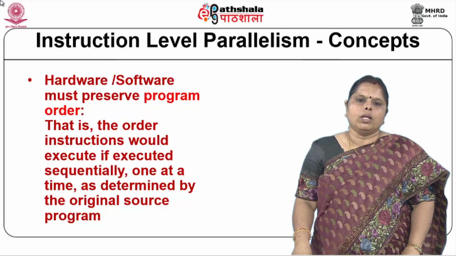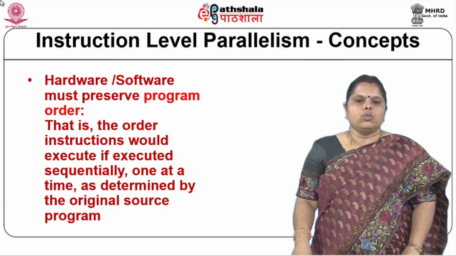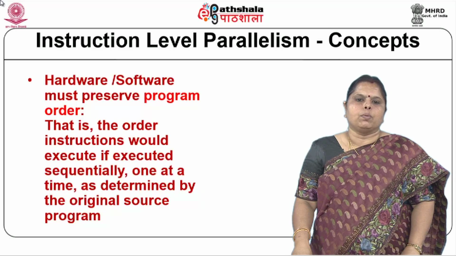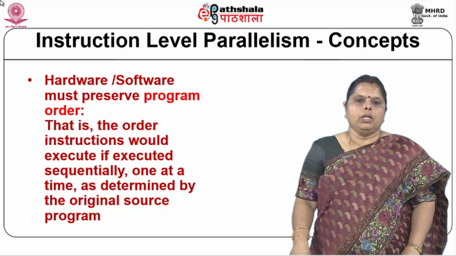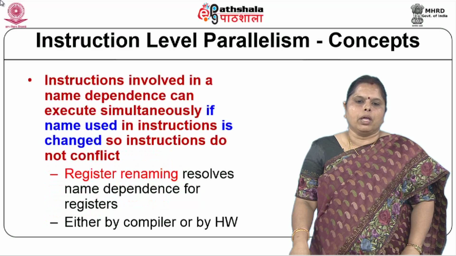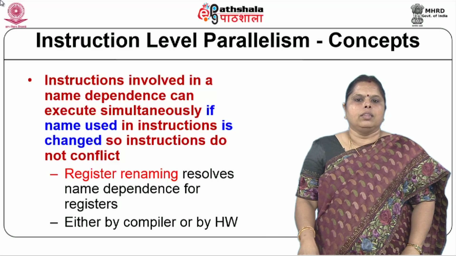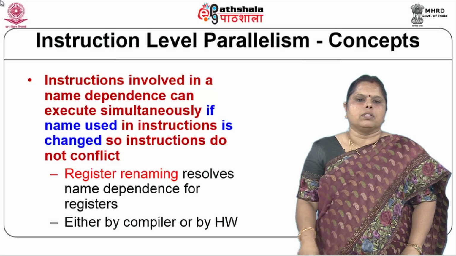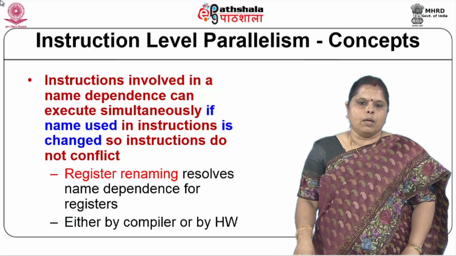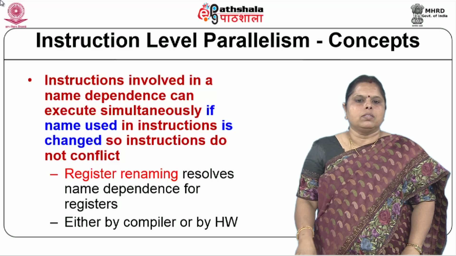And if you look at the hardware and software, they should always work together and preserve the program order. That is, the order in which instructions would execute if executed sequentially will always have to be maintained. Just because you are doing a parallel execution, the program order cannot be changed. And you will also have to make sure that all the dependencies have been taken care of, and these dependencies do not lead to any hazards in your pipeline. So if you have name dependencies, a name dependence does not have true data flowing between two instructions.